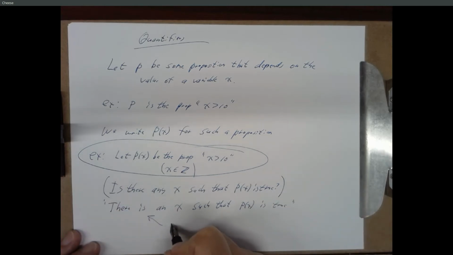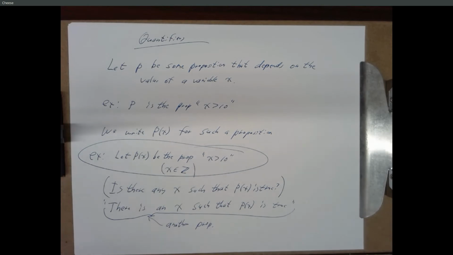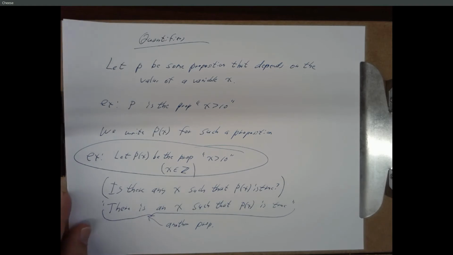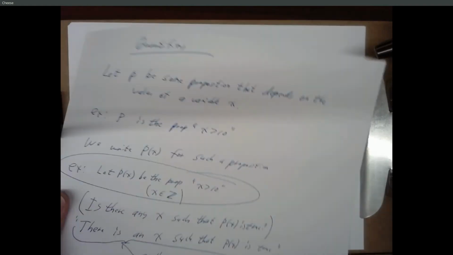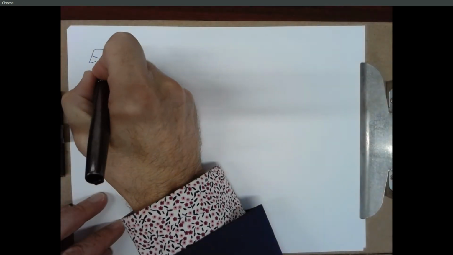So this is a proposition. If you have a family of propositions P of x, you can make a new proposition which says there is an x such that P of x is true. At least one. Could be true for a bunch of them, could be true for all of them, but there is at least one. And it turns out we use that form of a new proposition a lot. And so we have a special symbol for it. So this is called the existential quantifier.